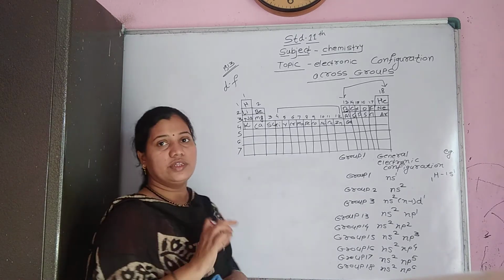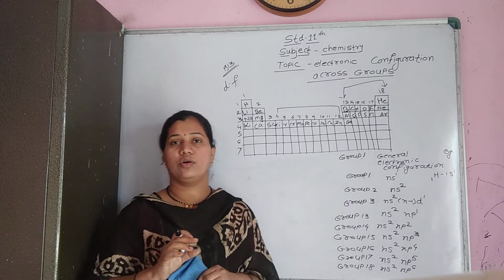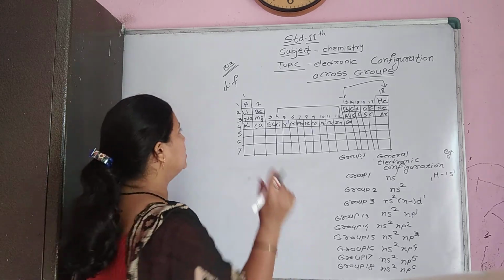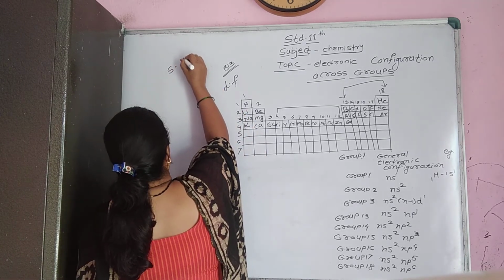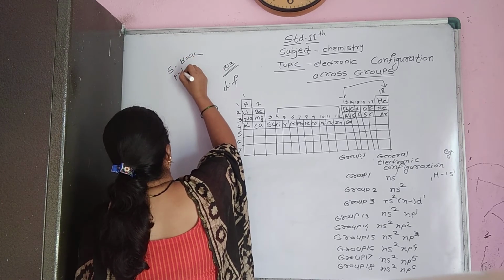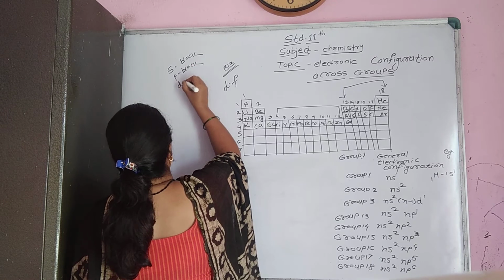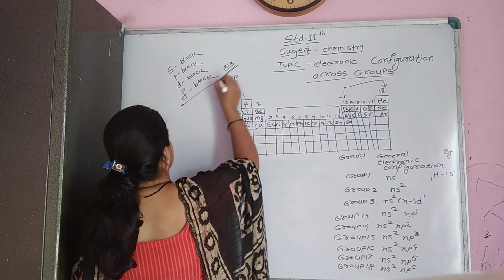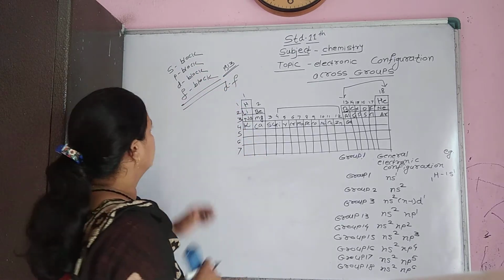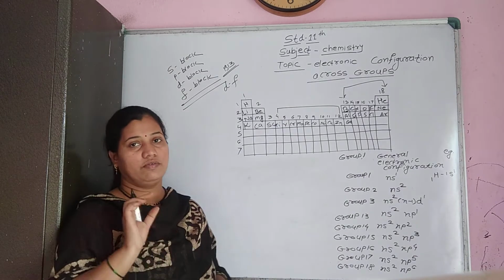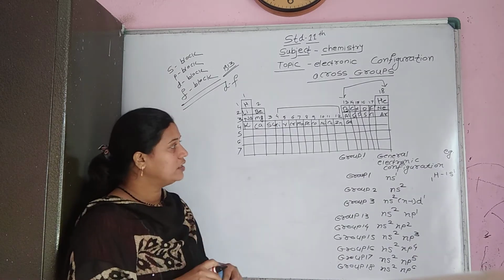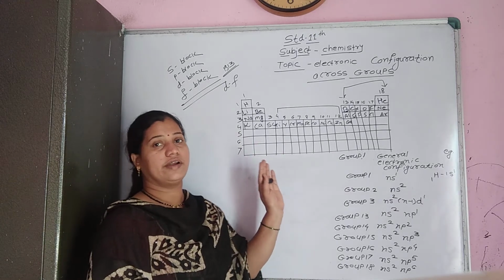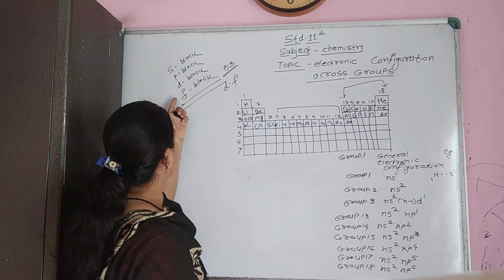As we know, the modern periodic table is classified into four blocks: the s block, then p block, then d block, and then f block. Now we see the electronic configuration across the various blocks. In the modern periodic table, a total of 118 elements are present, and these are divided into four blocks: the s block, p block, d block, and f block.